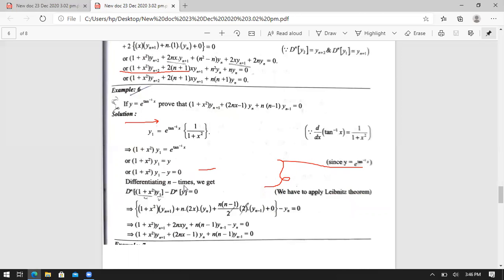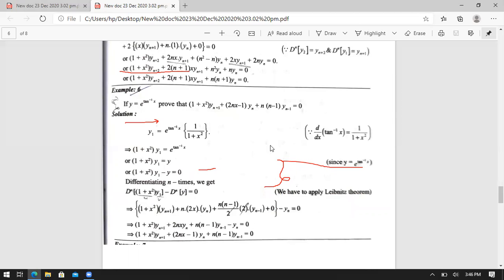Next, differentiate n times. Differentiating n times means next apply the Leibniz theorem. D to the power of n of 1 plus x square y1. Here this is the u, this is the v. You apply the Leibniz theorem minus then the n-th derivative of y is equal to 0. After that you apply this one, then simplify. It is 3 lines. Okay, this is for your homework. Okay, you do this one.